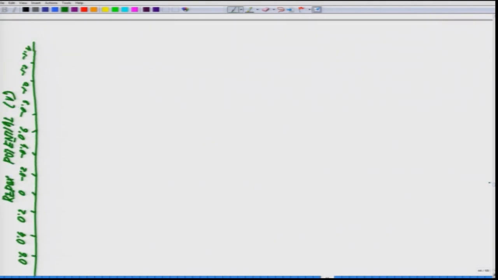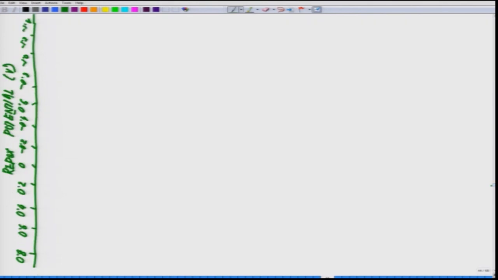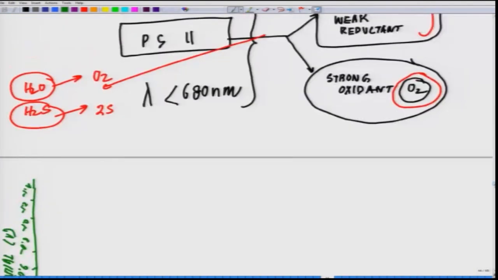Okay. So, water, let me get the scale. Water is sitting at 0.8 redox potential, H2O. Now, before I get into this graph, let me tell you how the whole thing works.